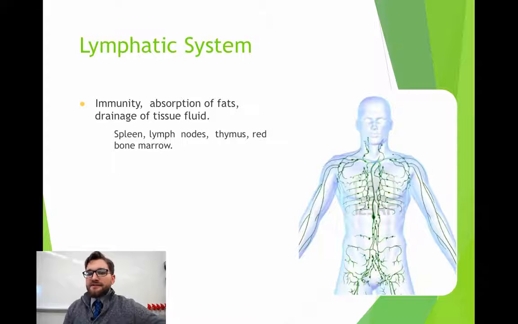The lymphatic system is the system that is responsible for immunity. It also helps in the process of the absorption of fats. It helps to drain the tissues of fluid. It includes the spleen, the lymph nodes, the thymus, and the red bone marrow.